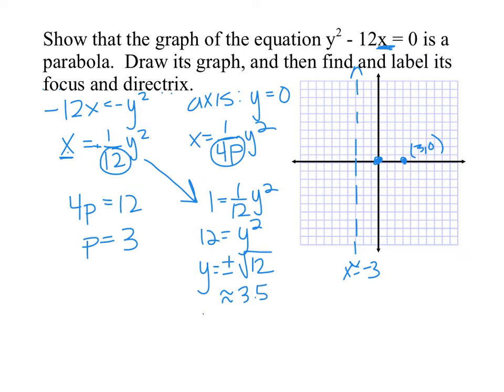So when x equals 1, we're doing about 1, plus or minus 3.5. So 1, 3.5, 1, down 3.5. So then your parabola is going to look something like this. And it said draw the graph, label its focus and directrix.